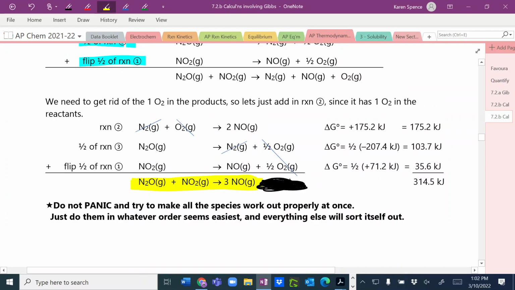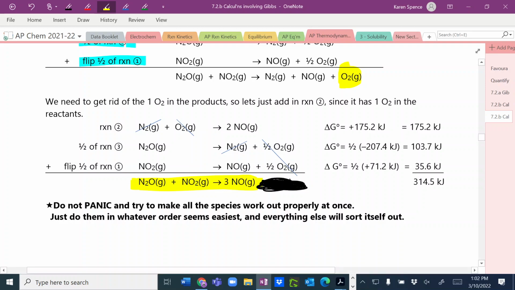And I know that I have an O2 that doesn't belong in the products. Yes? Well, I'm just going to focus on the O2. I'm not going to worry about anything else. I'm just going to be like, I don't care. Nitrogen, whatever, NO, whatever. I'm just going to worry about oxygen and say, I don't want the oxygen there.